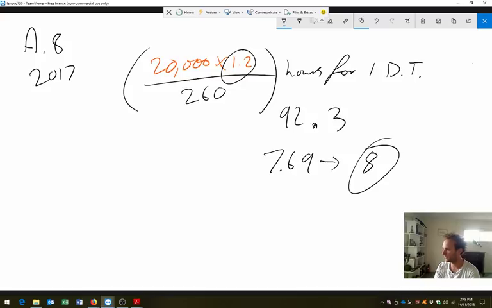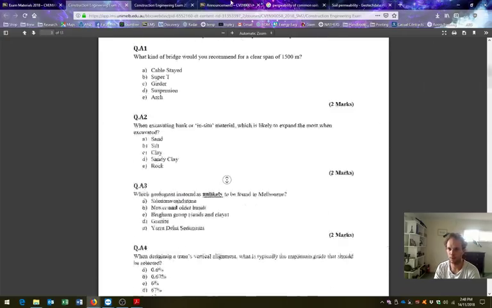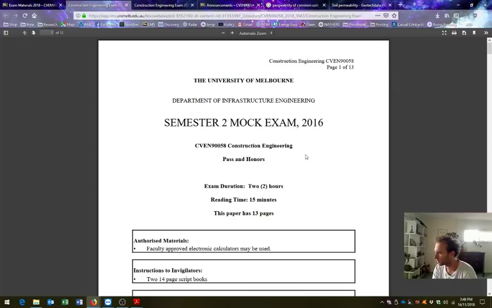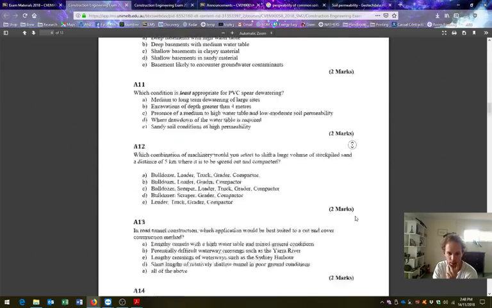2015 mock exam B7E, is it just referring to 3 risks considered: site design, construction, control? Let's have a look. 2015 B7E.